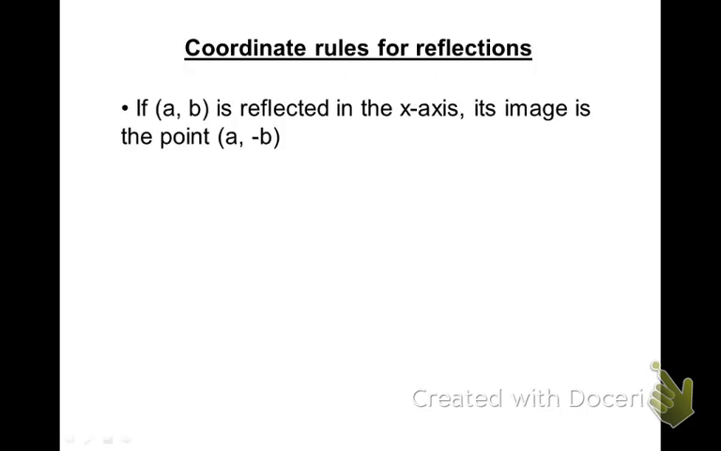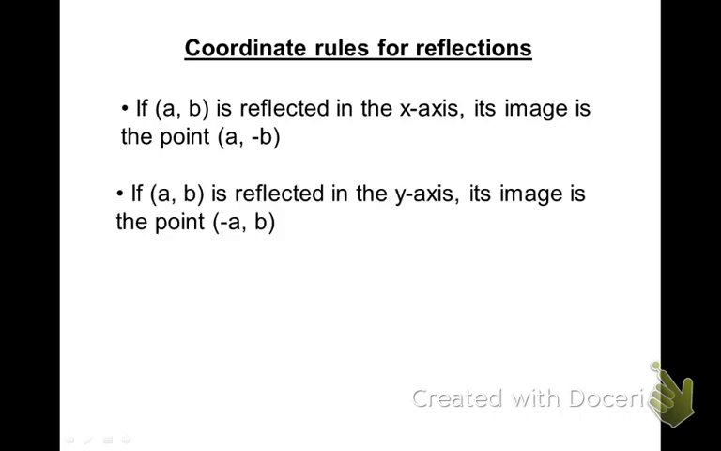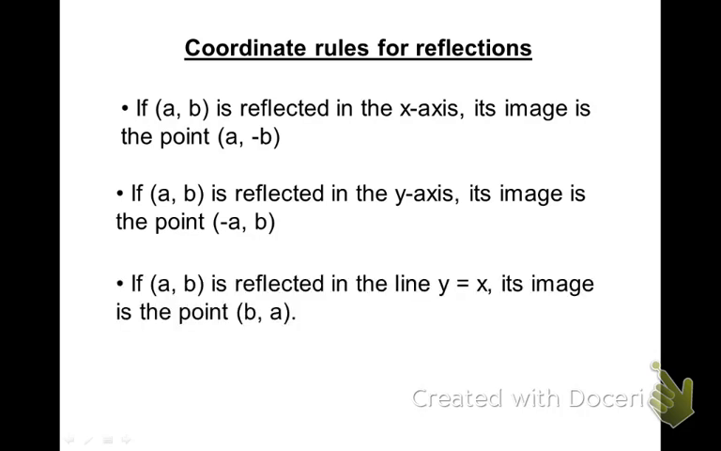If the x-axis is our mirror, then any point will be opposite in the y value and the same in the x value. So if we make the mirror the y-axis, the opposite happens. The x value is opposite in sign and the y value stays the same.